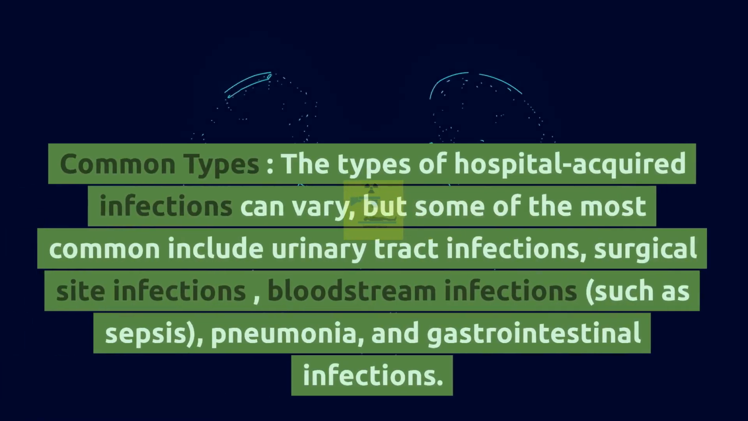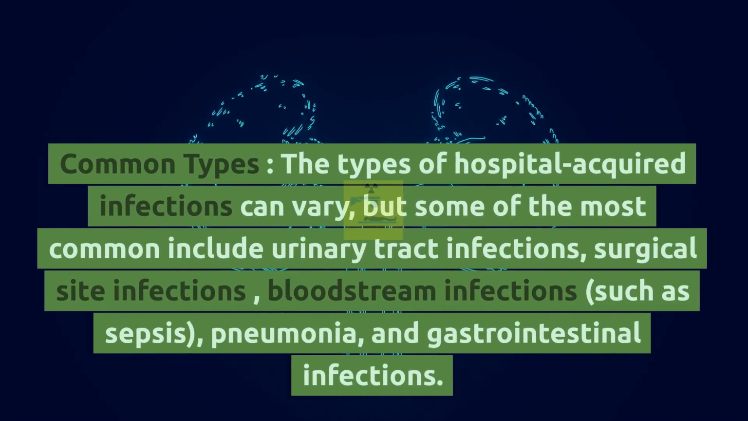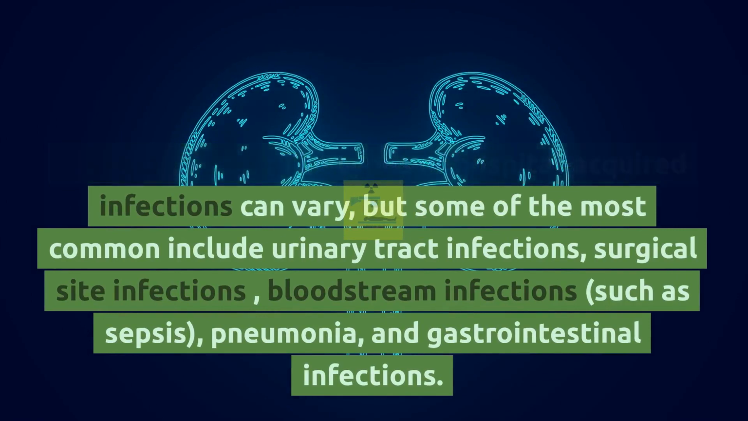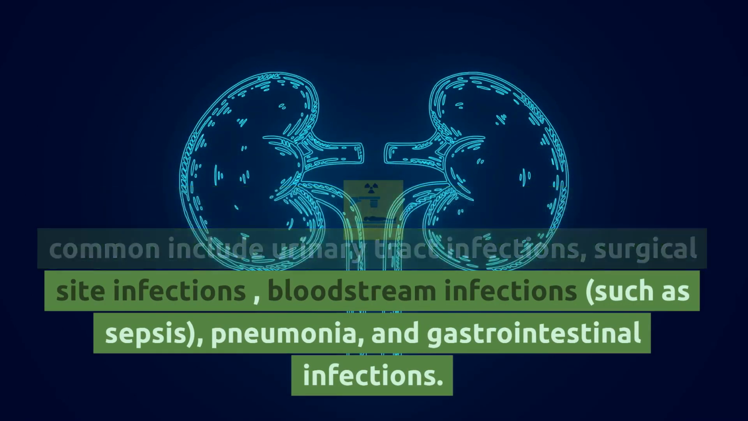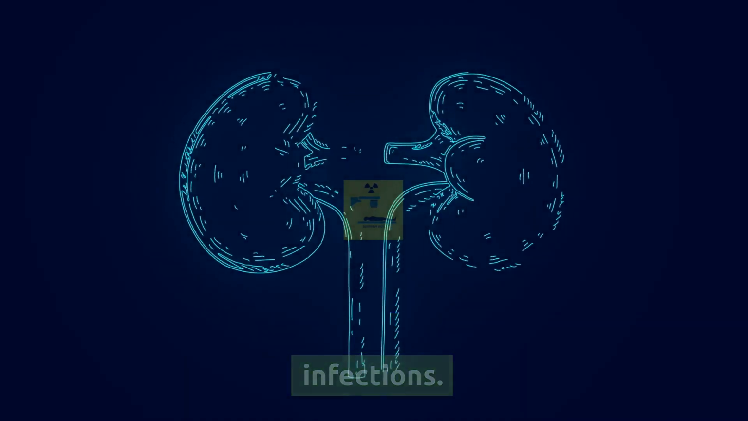Common types. The types of hospital-acquired infections can vary, but some of the most common include urinary tract infections, surgical site infections, bloodstream infections, such as sepsis, pneumonia, and gastrointestinal infections.